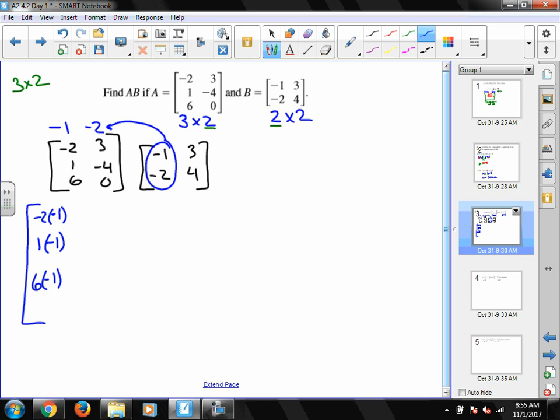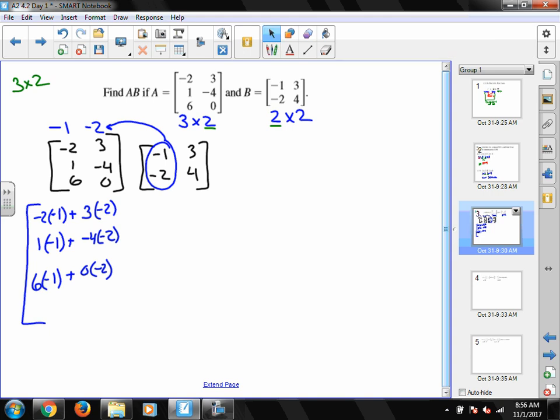And now this part is going to be a little weird. We're going to do the same thing with our negative 2 up top there. But in between these, we're going to add these two together. So we're going to add a 3 times a negative 2, add a negative 4 times a negative 2. We're going to add a 0 times a negative 2. So we've done the first column of B multiplied by A.